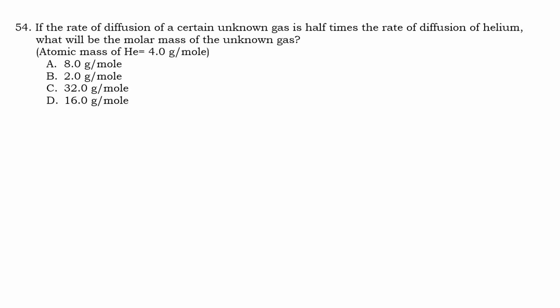Atomic mass of helium is equal to 4 gram per mole. So if the diffusion rate of an unknown gas is half of the diffusion of helium, what will be the molar mass of this unknown gas? If the atomic mass of helium is 4 gram per mole, what will be the molar mass of the unknown gas? So that should be D, 60 gram per mole.